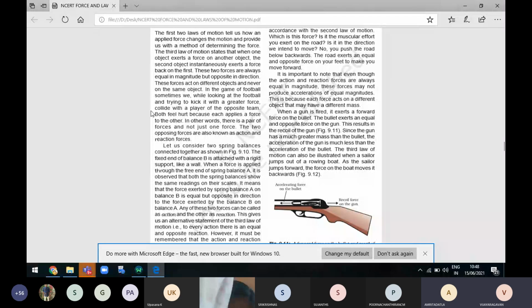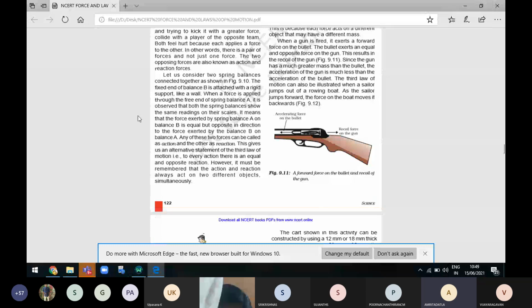These two forces are always equal in magnitude but opposite in direction. These forces act on different objects and never on the same object. In the game of football, sometimes while looking at the football and trying to knock it with a greater force, we collide with a player of the opposite team. Both feel hurt because each applies a force to the other. In other words, there is a pair of forces and not just one force. The two opposing forces are also known as action and reaction forces.